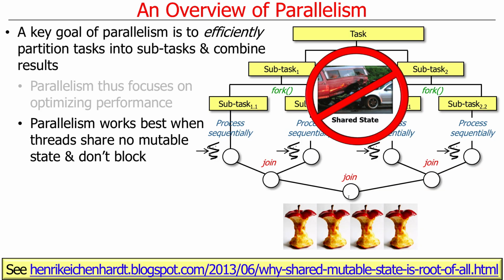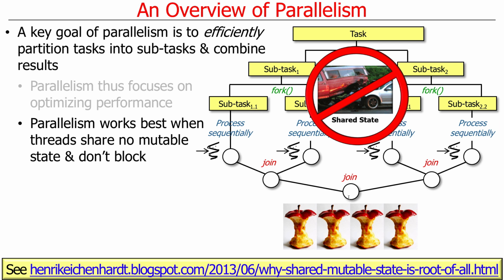Parallelism works best when the threads that do this parallel processing share no mutable state. What the heck is mutable state? Mutable state is simply state that's able to be mutated, able to be changed. And if you read this blog posting, you'll learn why mutable state, or rather shared mutable state, is the root of all evil in concurrency and parallelism. So we want to avoid sharing mutable state. It's perfectly fine generally to share state, just not mutable state. You can have read-only state, that's okay, but you don't want read-write state. There are, of course, exceptions to this, but that's the goal. It works best when you have those conditions.